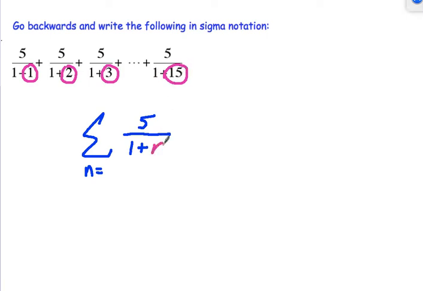So I'm going to give that a letter. And it looks like the first thing that's being plugged in is a 1. And what is the last thing being plugged in? It's a 15. And there's my formula. So it looks maybe more complicated than it needs to be. Just look for those patterns, especially if it's a fraction. Look at the top separate from the bottom.